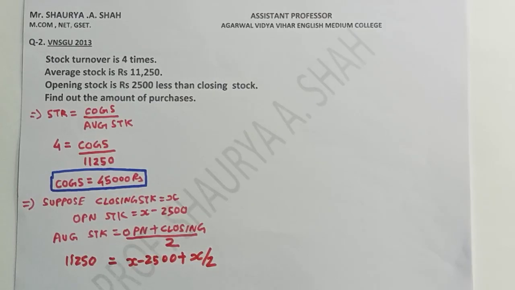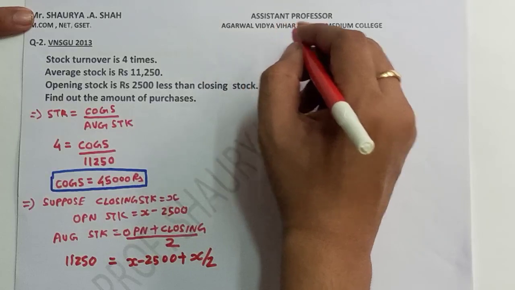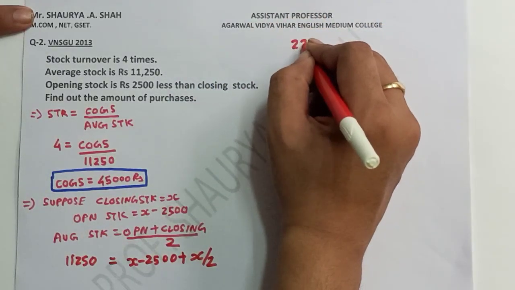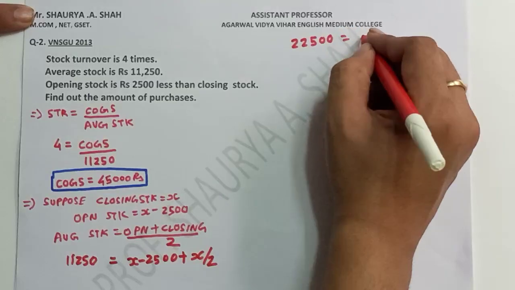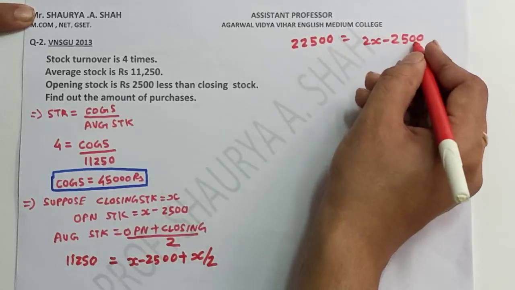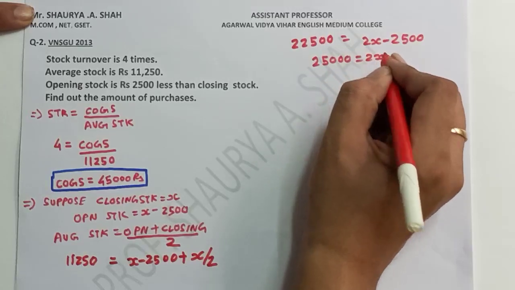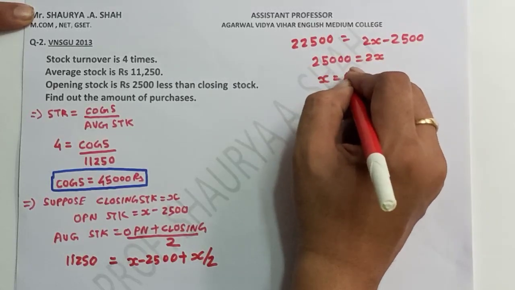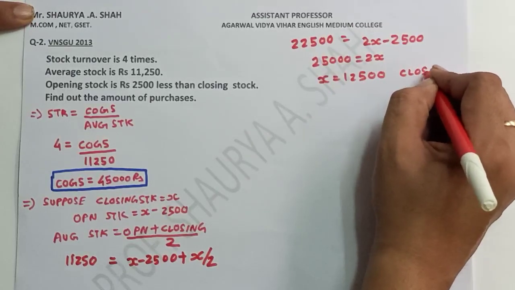When I solve this further, I will first multiply this 2 with 11,250. So my answer on the left hand side will be 22,500, that is 11,250 into 2, and this is equal to 2x minus 2500. Putting 2500 on this side, 25,000 is equal to 2x. So my x will be 12,500. X here is my closing stock.